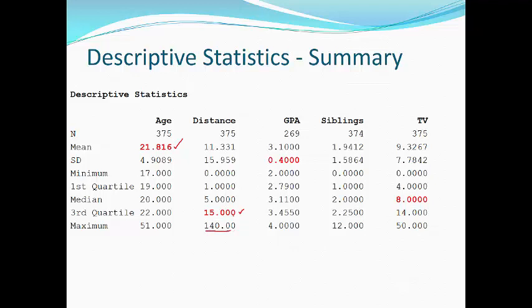That's right. So I'm sorry, this is the third quartile, my bad. So what does that mean? Third quartile, let's get that right. 75th percentile. 75% of the students live less than 15 miles from campus. 25% of the students live less than 1 mile from campus. The median, half the students watch less than 8 hours of TV a week. Half the students watch more than 8 hours of TV a week.